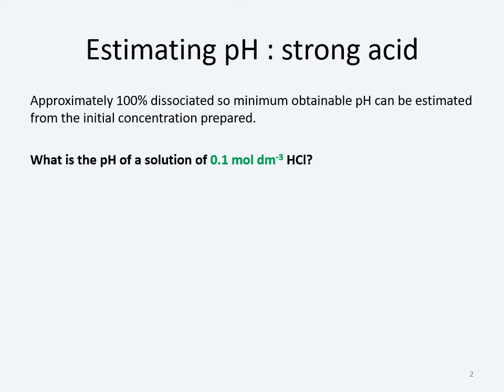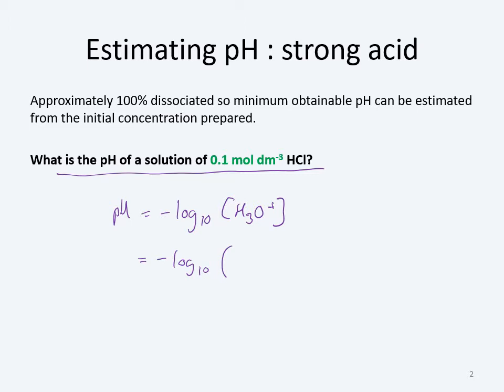Okay, so we're going to start with the question, what is the pH of a solution of 0.1 molar HCl? In order to do that, we just have to remember the equation for pH. So pH is equal to minus log to the base 10 of the concentration of H3O plus. Therefore we can just put the concentration in here. So we say minus log to the base 10 of 0.1. And again, in this case, strictly, we have to divide the concentration by the units, because you can never take a log of something that has a unit.